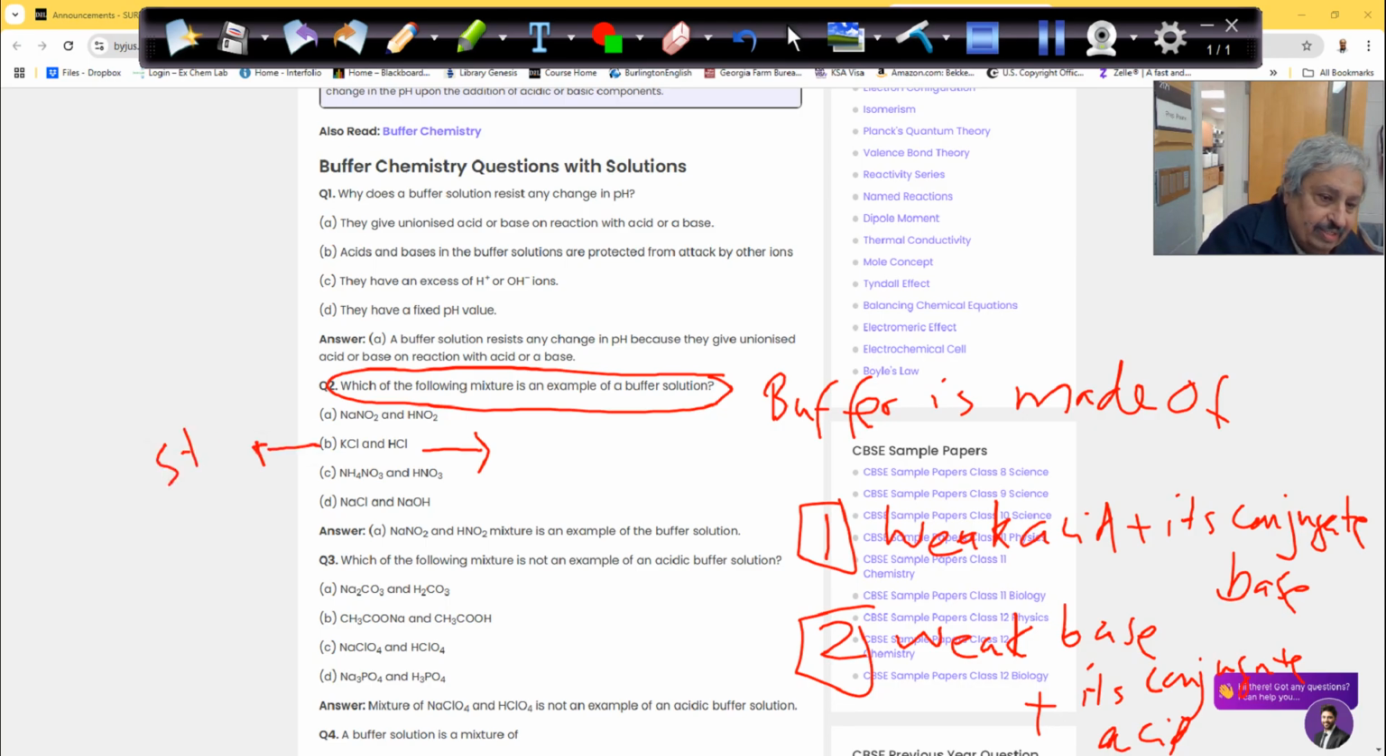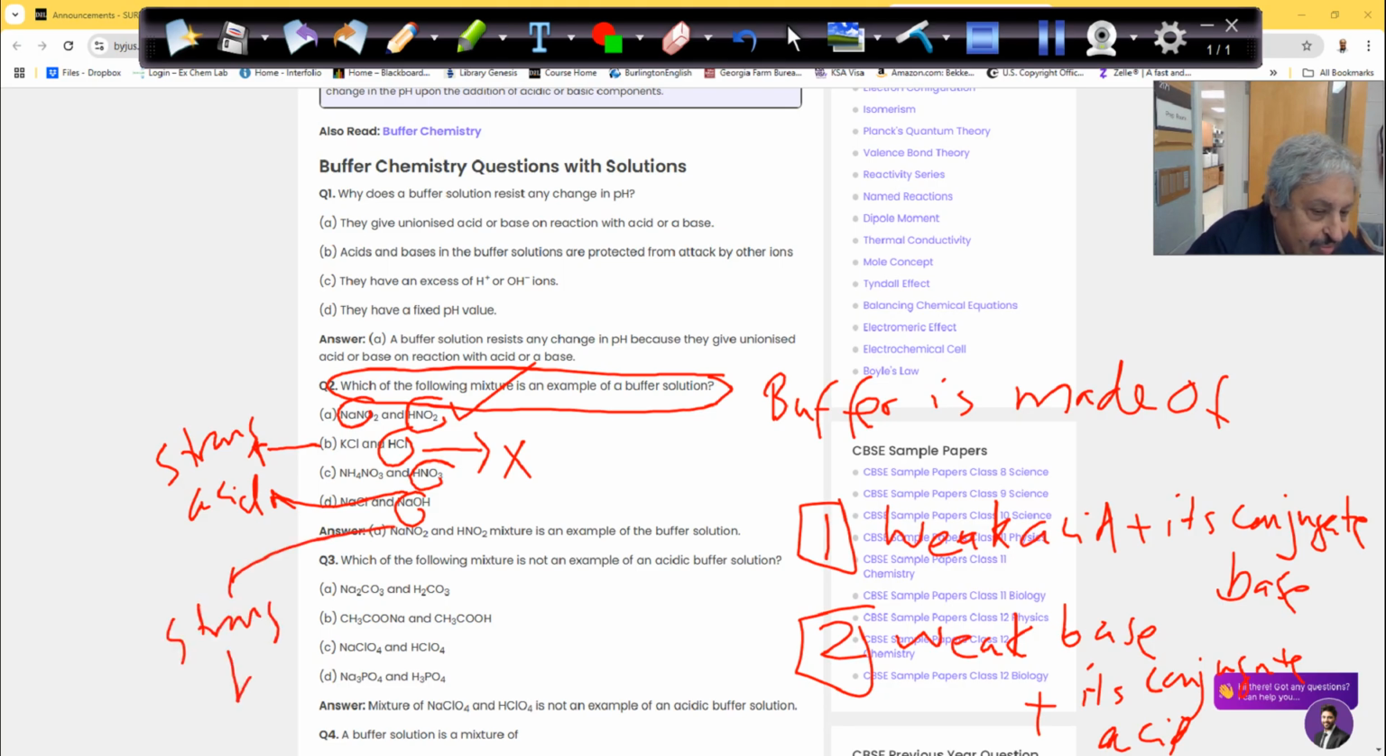This is strong acid, which is HCl. That's not a buffer, correct? This one is weak acid, and this is its conjugate base. That's yes. This one here, strong acid. This one here, strong base. So strong base and strong acid will not make a buffer. The only thing is weak. This one is weak. This one only is correct. Okay, guys.